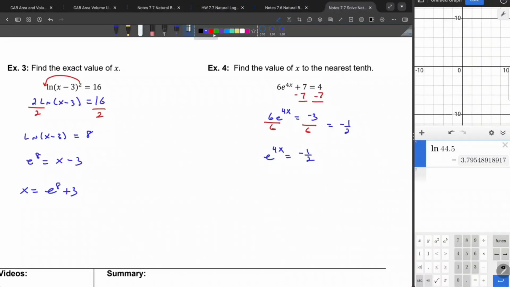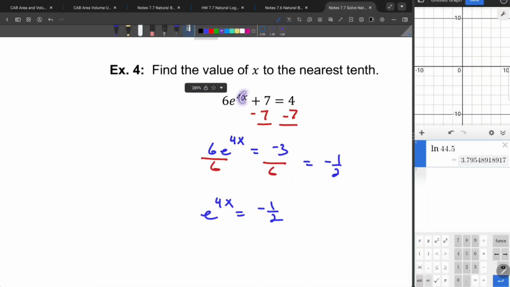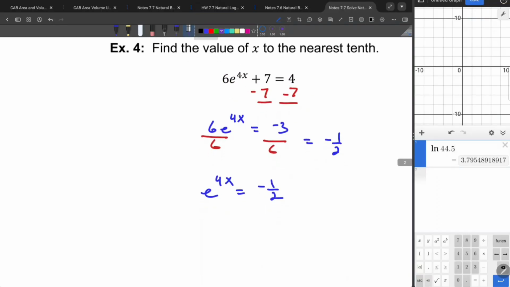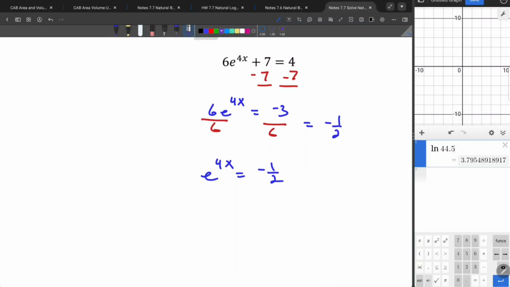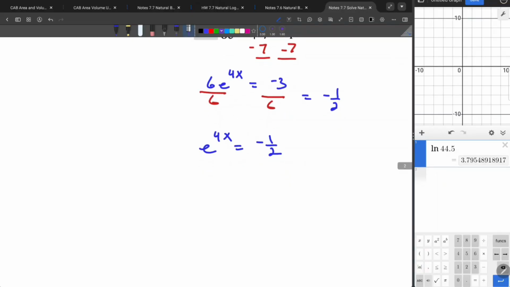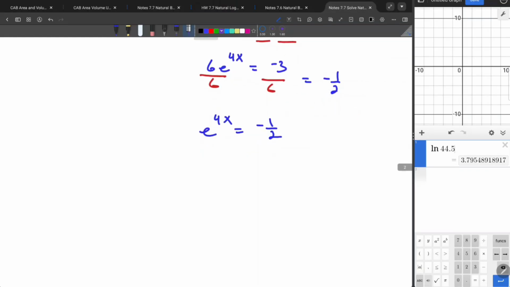All right, let's look at example 4. So we need to get that x. I'm going to zoom in a little bit here. We need to get this x all by itself, which means the first thing we need to do is isolate that e to the 4x. So we are going to move the 7 to the other side. We're going to subtract 7 from both sides. And so we get 6 times e to the 4x is equal to negative 3. At that point, we're going to divide both sides by 6 to get the e to the 4x by itself. And so the right-hand side becomes negative 3 over 6, which is the same as negative 1/2.